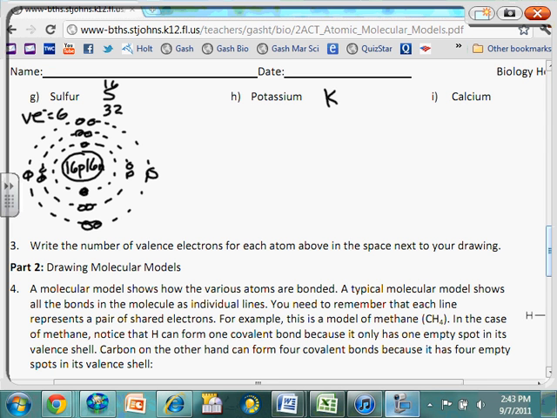Potassium's atomic symbol is K. And we got 19 for the number and 39 for the mass. So potassium's a little bit bigger, so I'm going to give myself some extra room here. So we got 19 protons, 20 neutrons. We need 19 electrons.